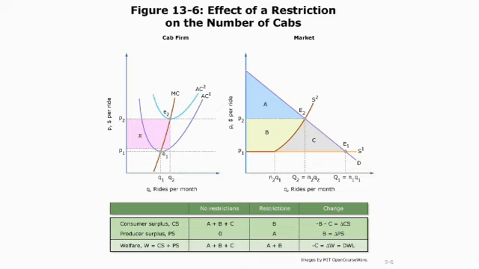So what happens? Well, it's a little complicated, so let's follow along. If there's only n sub 2 cab companies, then what that means is that given the same market demand, firms are now going to be able to make some profit. Okay? So if you look at the right-hand side diagram, up to n2 q1, the supply curve is the same.